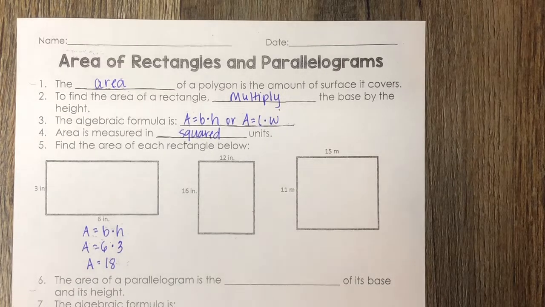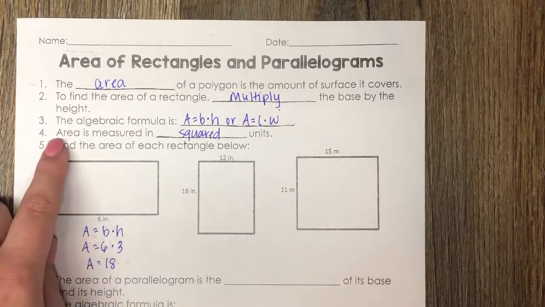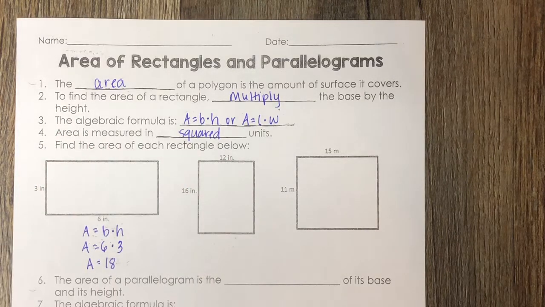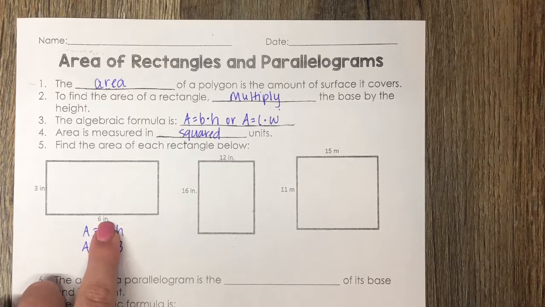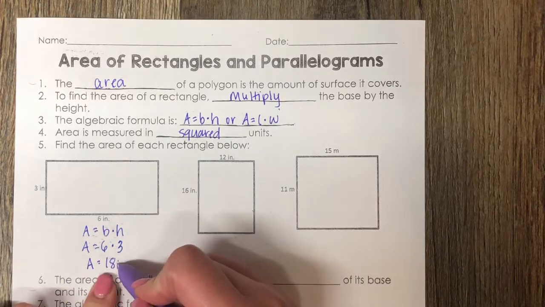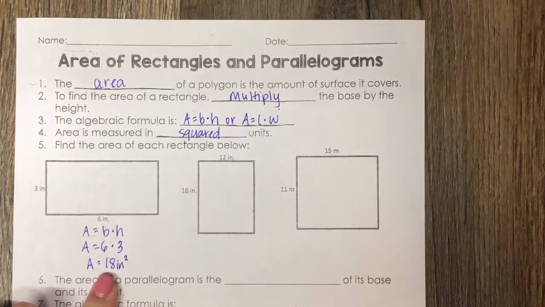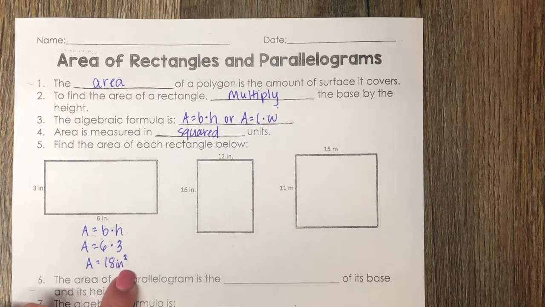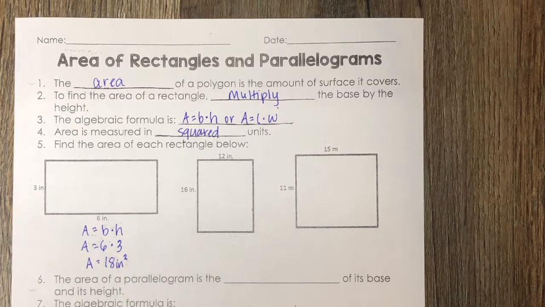Now, in order to correctly write our answer, we have to understand that area is measured in squared units. What that means is whatever unit of measure you're measuring in, it's going to be squared. So in this case, we're measuring in inches. So behind the 18, all you do is put inches squared. And the squared is a small 2 in the top right-hand corner. Okay, it's not a big 2 beside the unit. It's a small 2 in the top right-hand corner.